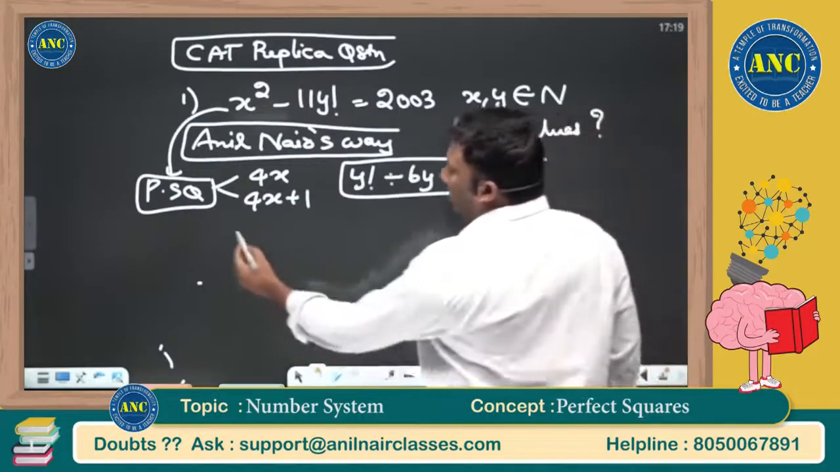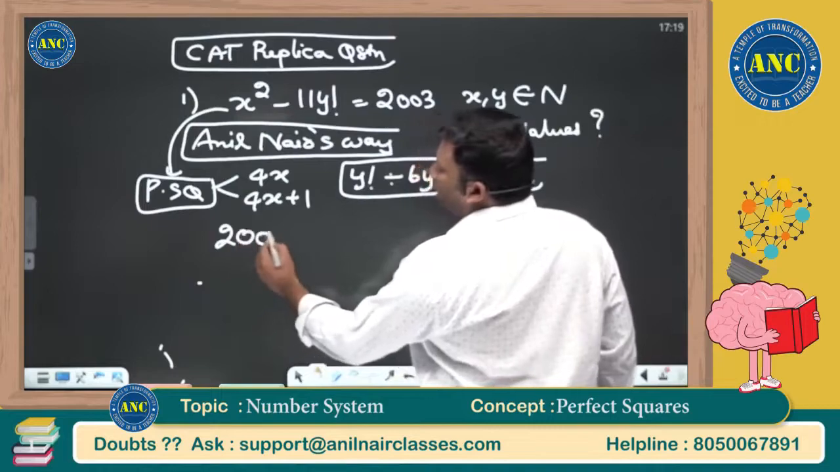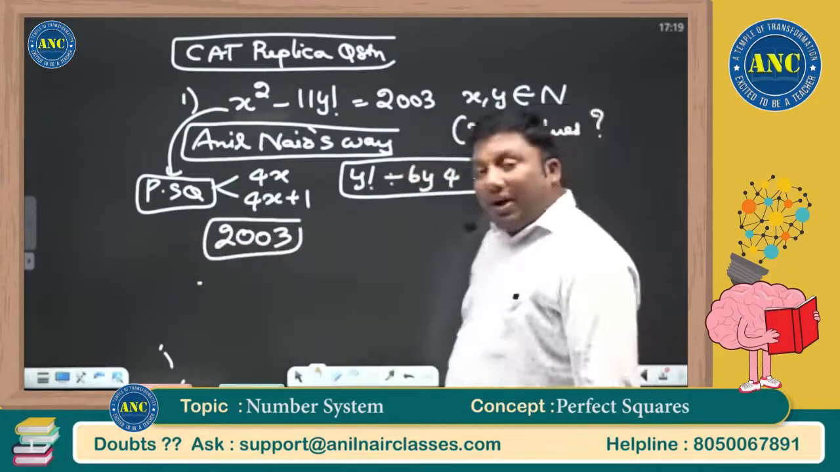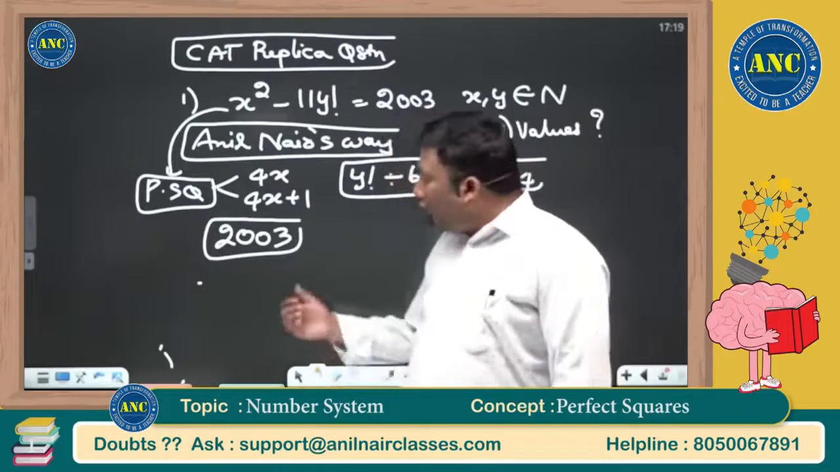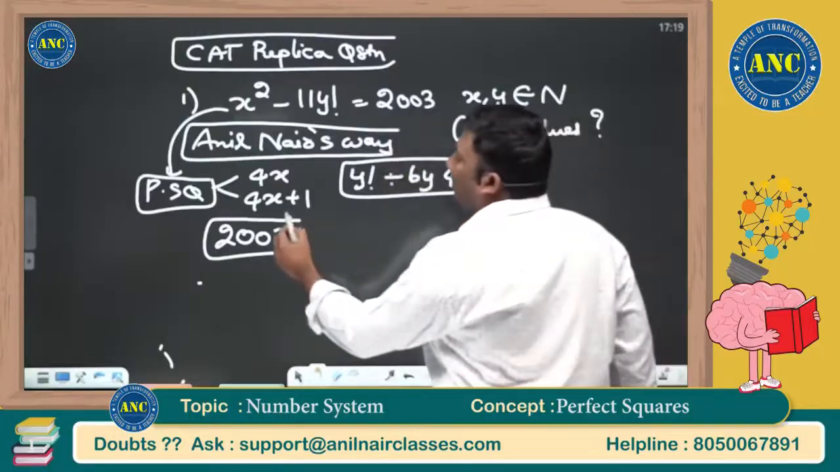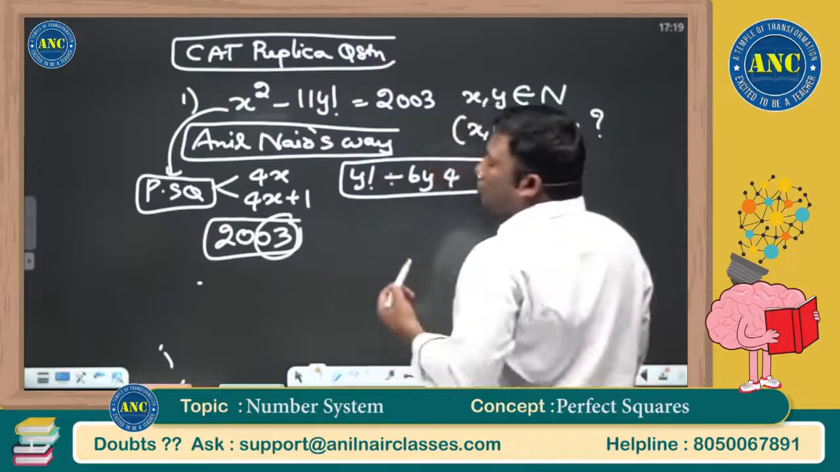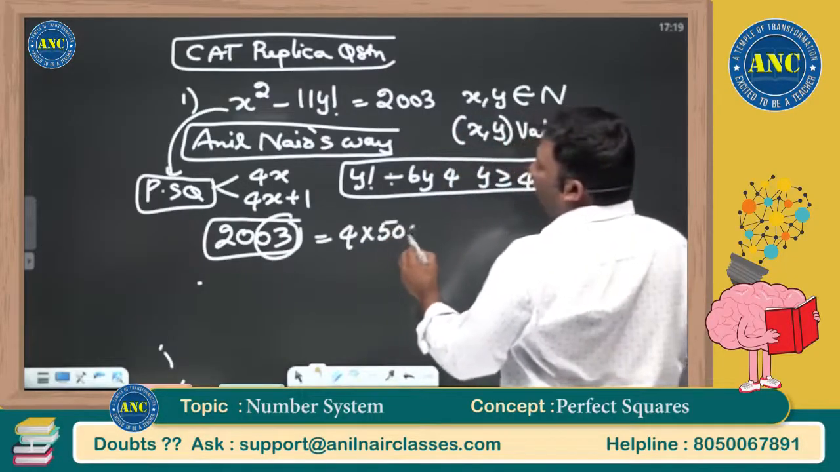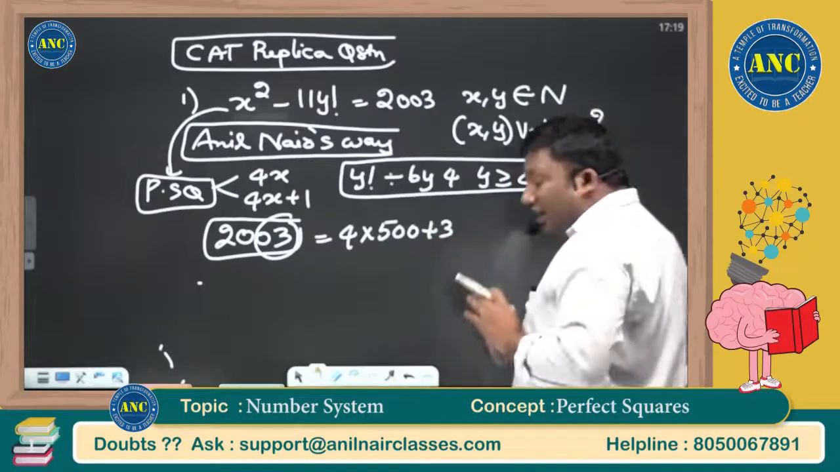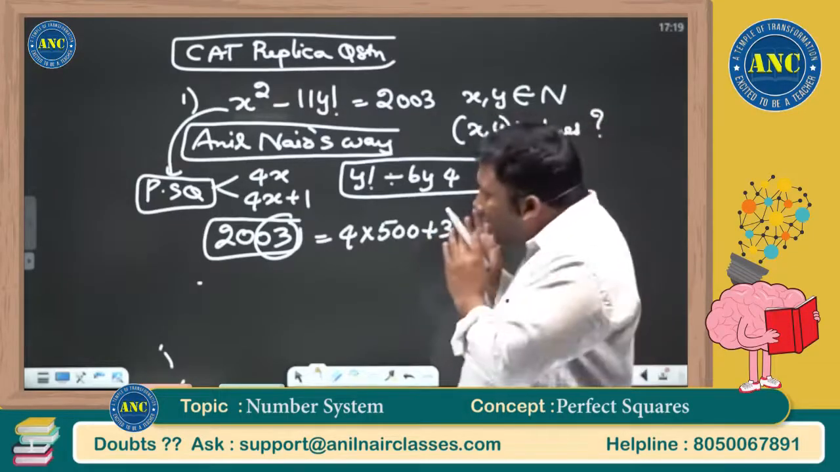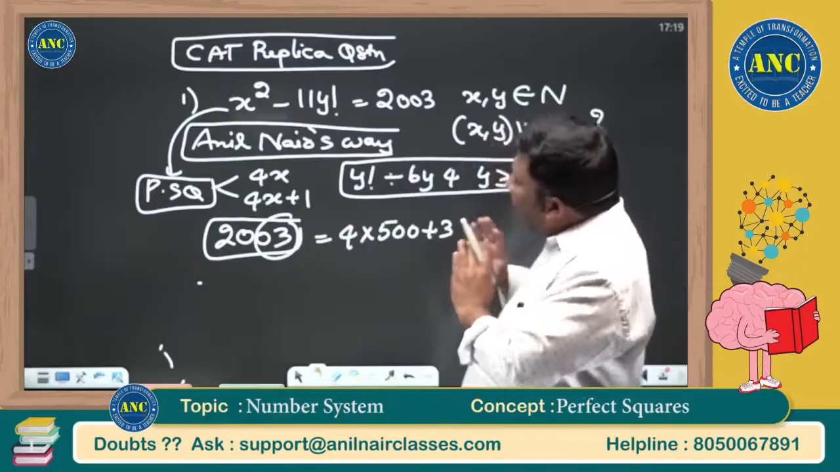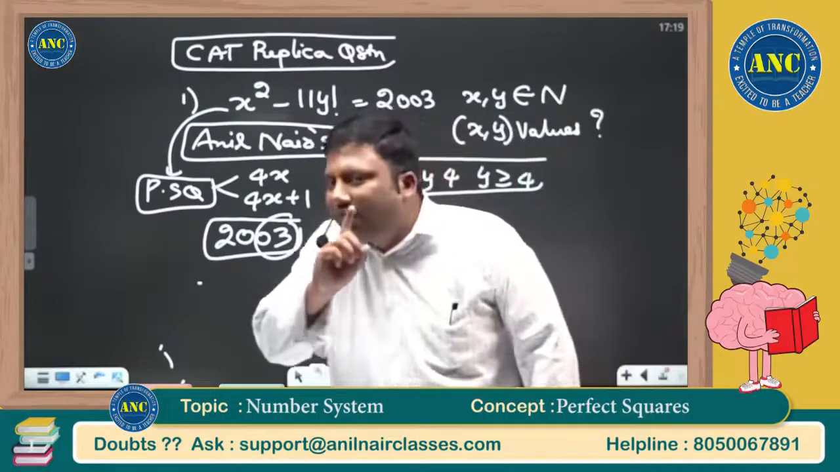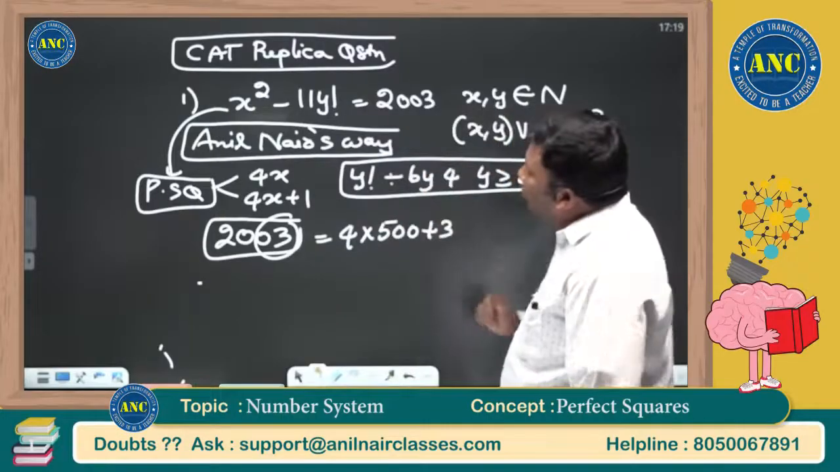Now, what is another important key point? 2003, because a perfect square is always of the form 4k or 4k plus 1. What is the divisibility rule of 4? Last 2 digits should be divisible by 4. So 2003 is nothing but 4 into 500 plus 3. I did not solve the question yet. How will I solve the question? First thing I will do is read the question. I will pause solving, wait for 5 seconds and read the question.